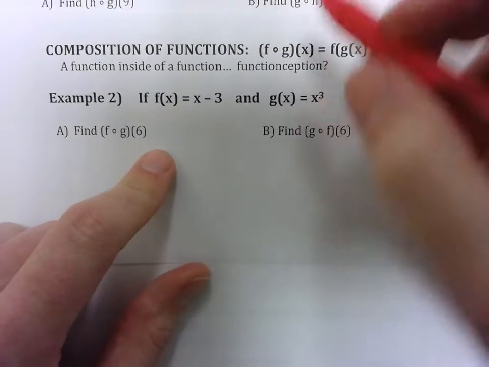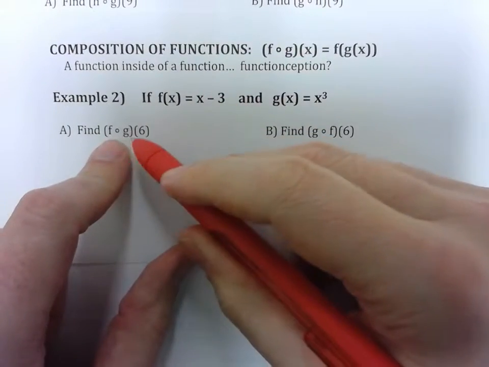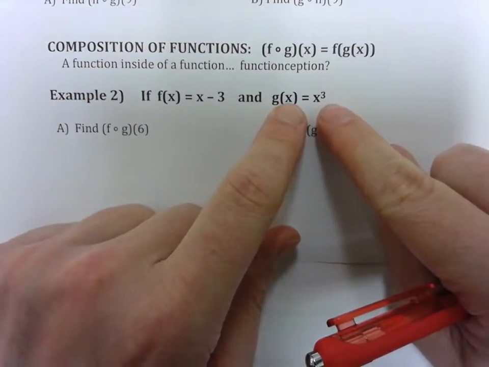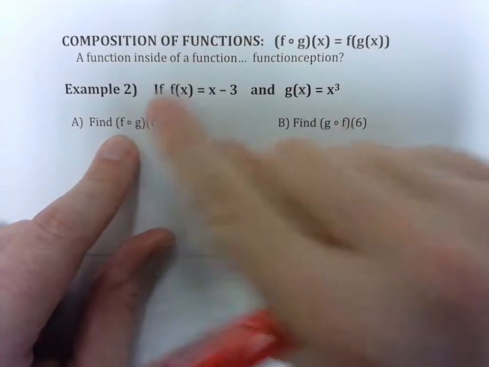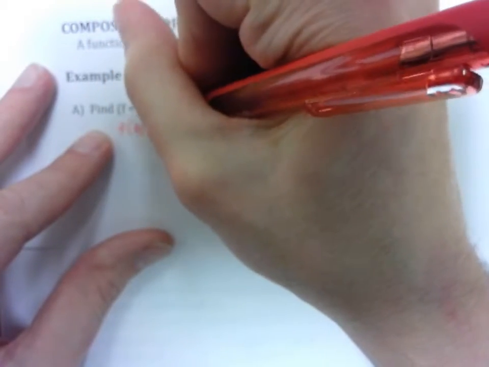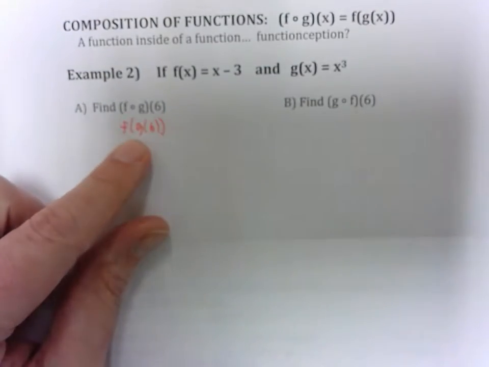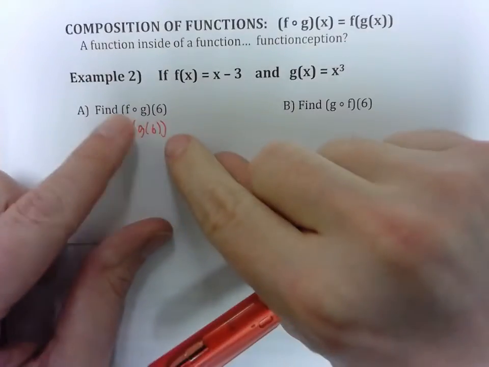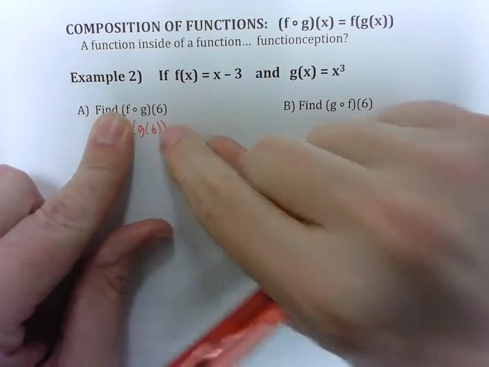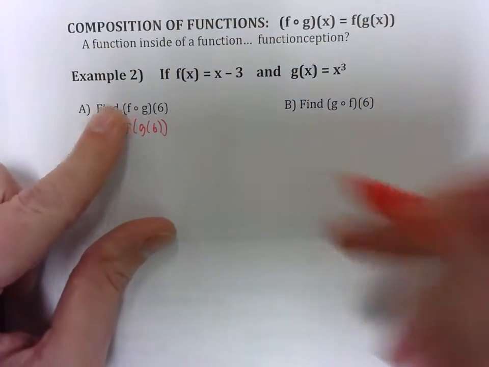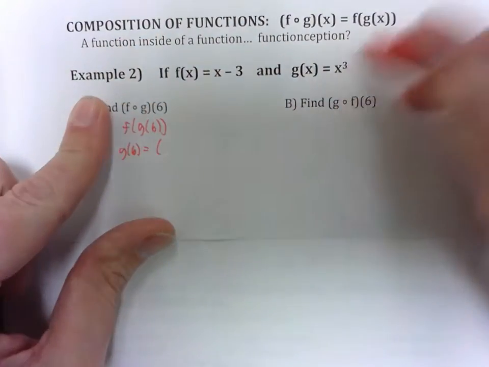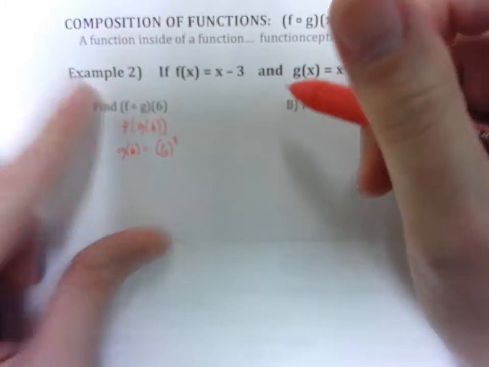So anyway, if I want to evaluate f of g of 6, I got two functions. f of x is x minus 3, and g of x is x to the third power, x cubed. Then what I'm going to do first is write it like this: f parentheses g parentheses 6. What that allows me to do is say g of 6, because I can plug 6 into the g function right next to it. So I'm going to go into the g function. That's going to be 6 to the third power, or x cubed.